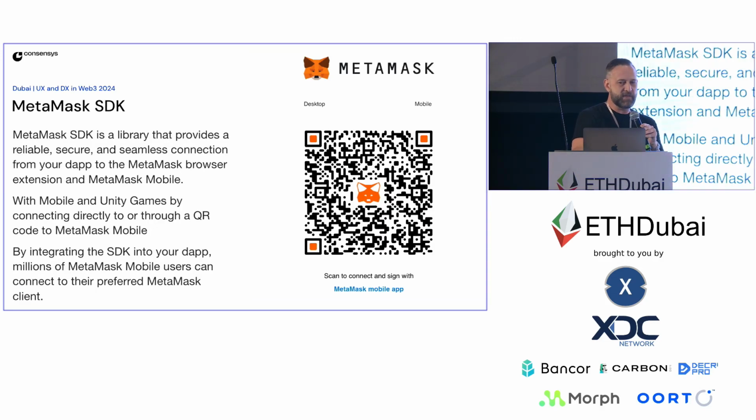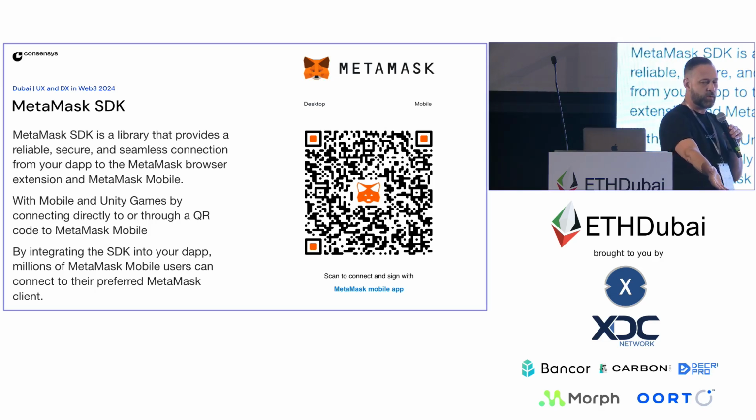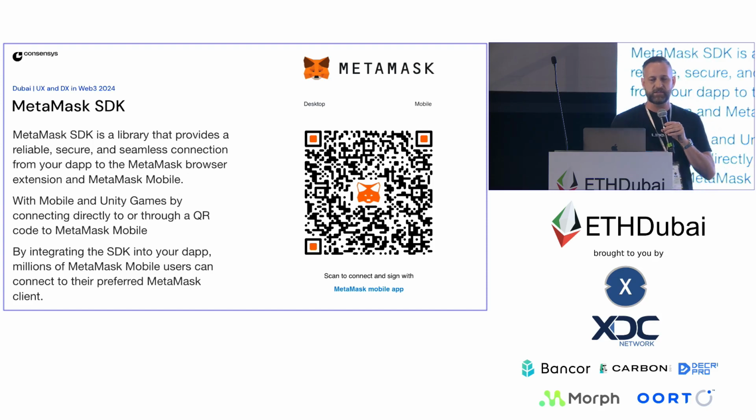We also have an SDK that any developer can use. It's a library that provides a reliable and secure, seamless connection from your dApp. Imagine this: connecting a dApp to a mobile MetaMask in the past was super hard. We have an SDK that allows you to do that. It also allows you to batch RPC requests. You can connect to extension or mobile with the SDK. Whenever you go to a dApp, you see this little QR code if you want to connect to mobile, or if on desktop, we just connect in the traditional way to the browser.